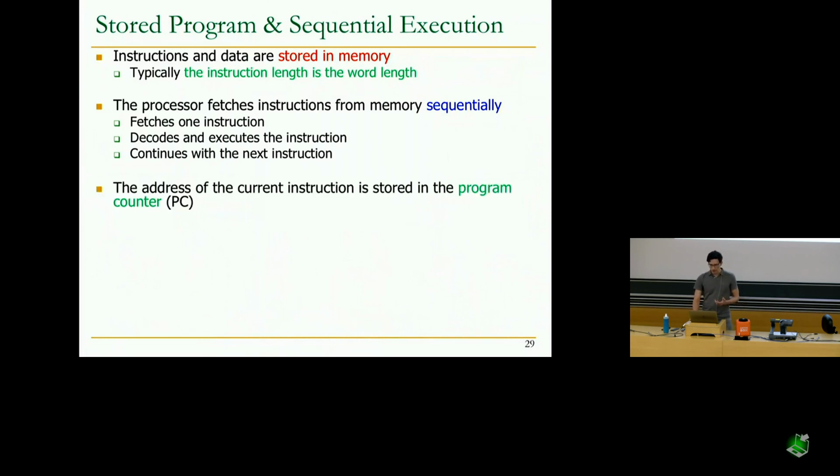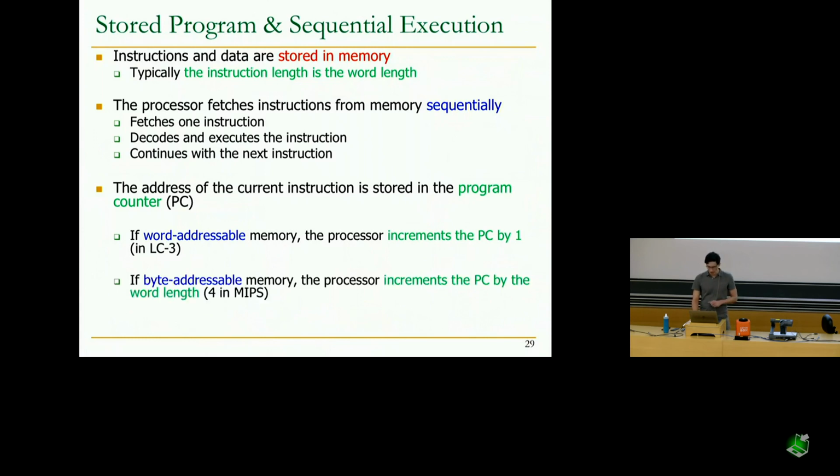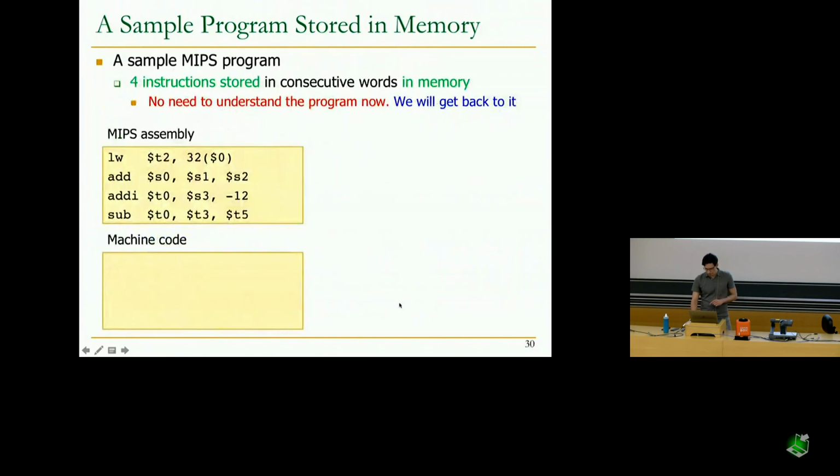The address of the current instruction is in the program counter. When we start executing one instruction, we increment the program counter by 1 in the case of LC-3, because it's a word addressable memory, and by 4 in the case of a byte addressable memory as we have in MIPS. By the way, in MIPS, and this is something you will have to recall when you write assembly code in your labs, the operating system typically sets the PC when the program starts the execution. So the address where the programs are going to start is this one here, 400,000.